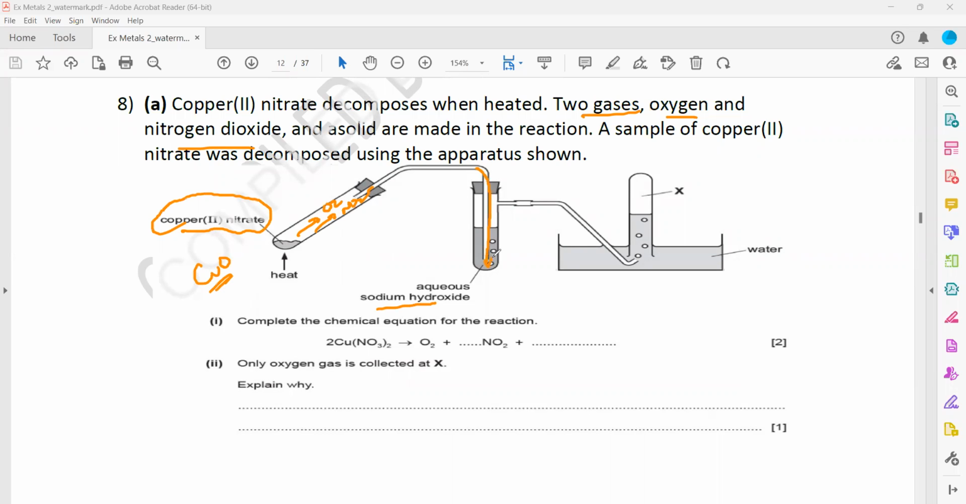it will dissolve or react. And only what gas will we collect at X? That will be oxygen. Why is there no more nitrogen dioxide? Because nitrogen dioxide is a non-metal or acidic oxide which will react with an alkali.